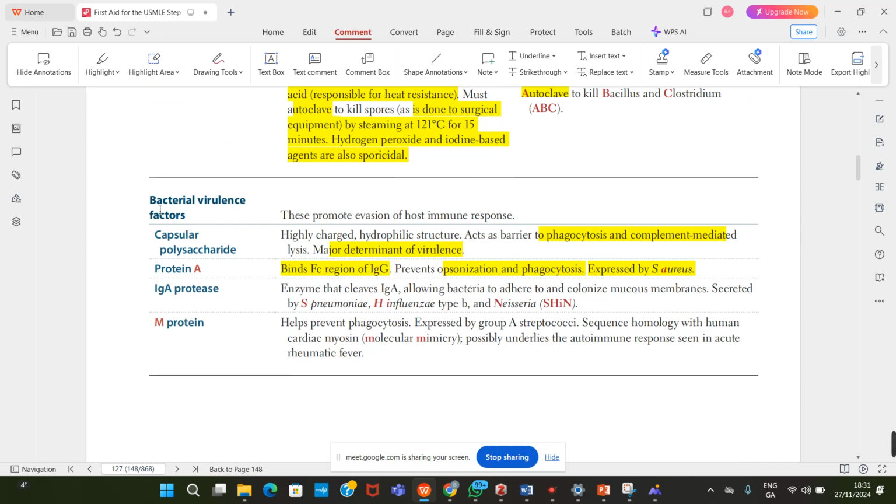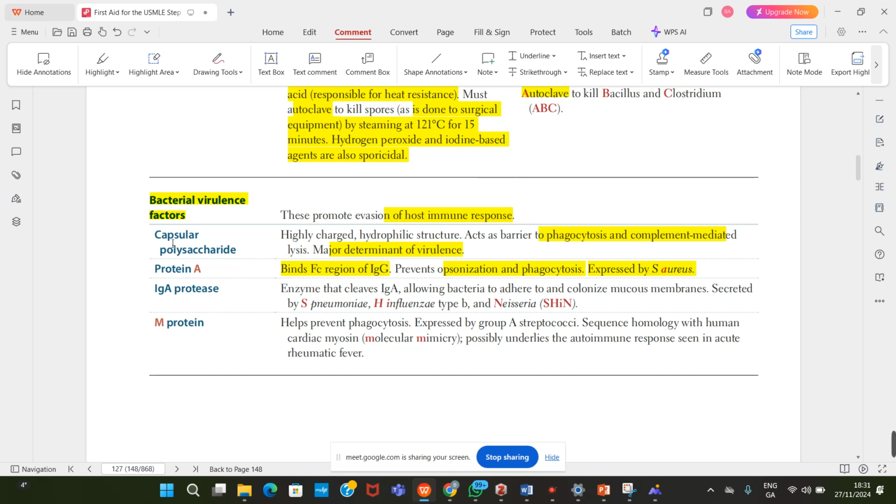Now, the bacterial virulence factors. This is very, very important because you are going to be asked in your exam. One of them is going to come out. The virulence factors are factors that are used by the bacteria to evade host response so that they don't get killed by the immune system. That is what the virulence factors exist for.